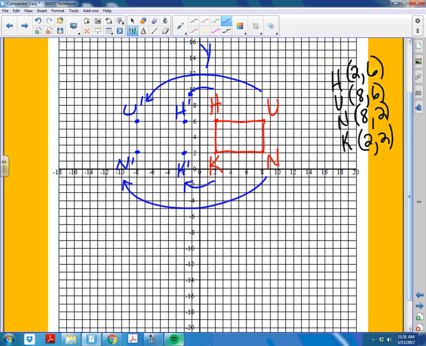Now, what I'd like you to do really quickly is go ahead and find what the coordinates are for our new points. What are the ordered pairs for the new points?